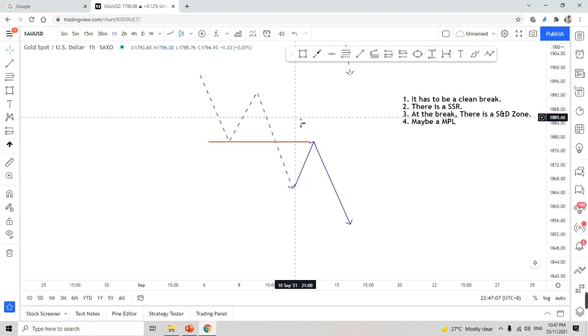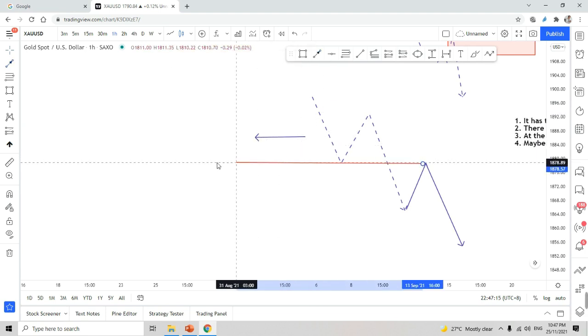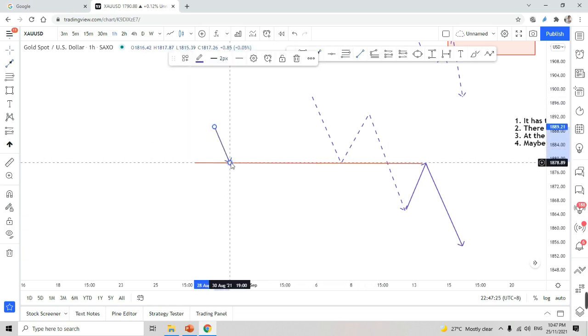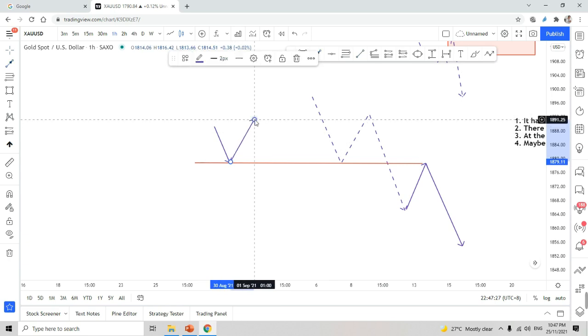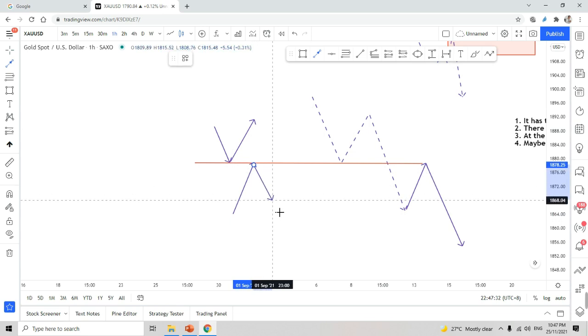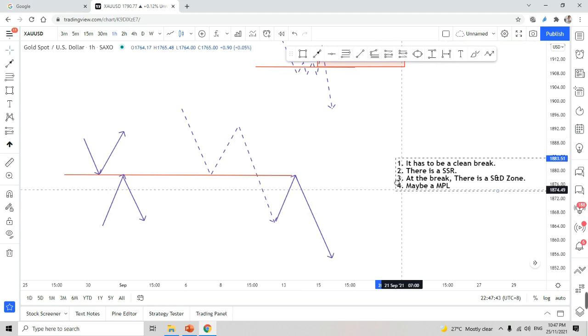So what is SSR? You always need to look to the left and make sure that this line, this support over here, has a lot of rejection. Rejection from where? It does not matter whether it's from the top or from the bottom. If it rejects both ways, then this is a very, very strong support line. And when it breaks and has a zone, that is how you go into this entry. So it's very easy to define, easy to understand.